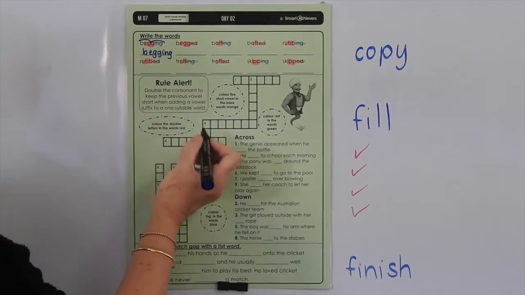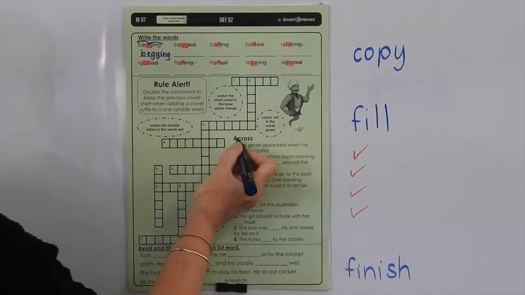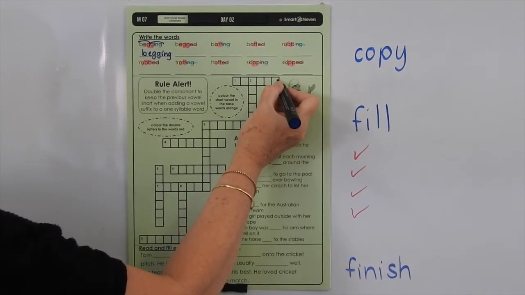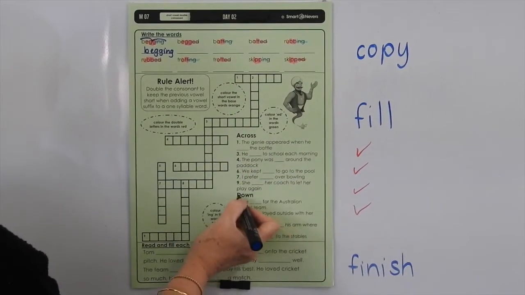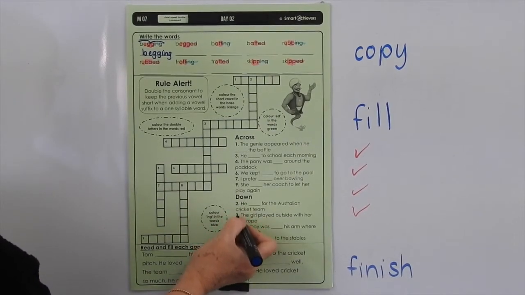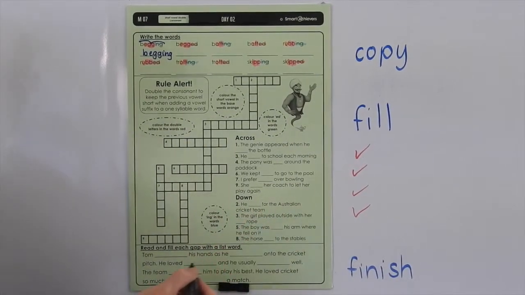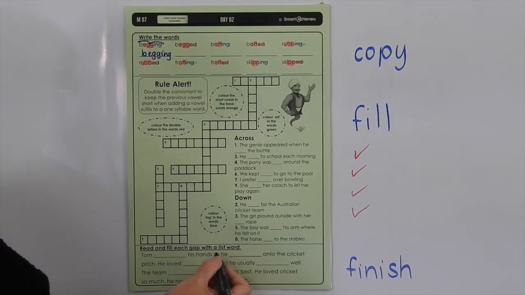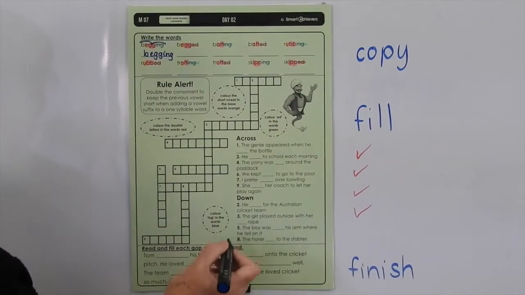I think by now you know that the clues for a crossword, you find number 1 and you write the word going across, 1 letter in each square, and the down means going down following those numbers there with the clue next to it. Down the bottom you have to read and fill each gap with a list word. So there's your list words up there.